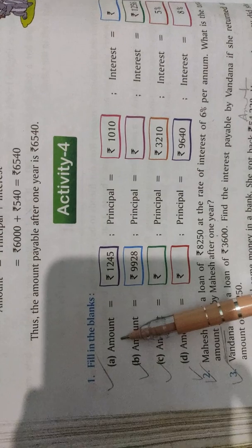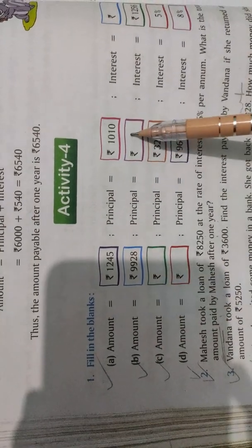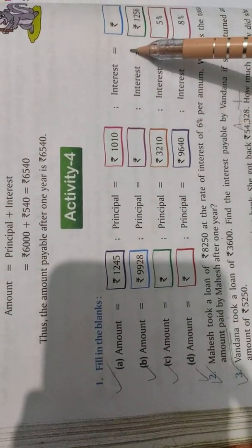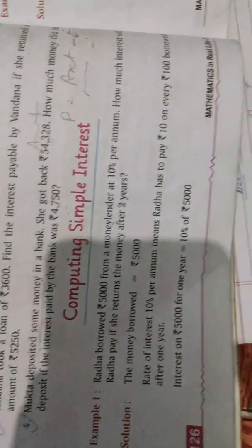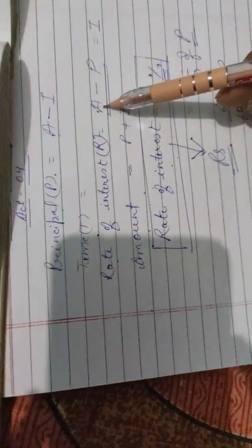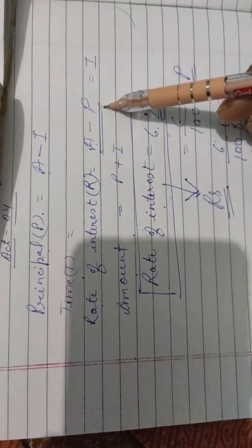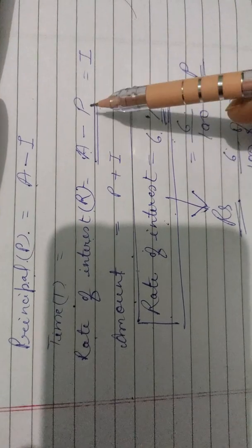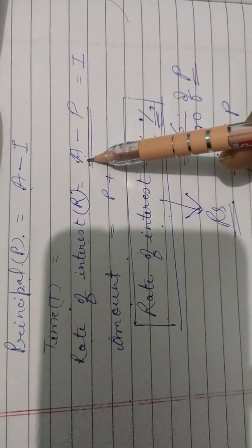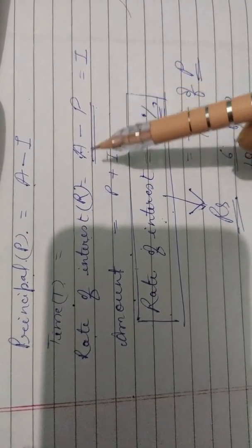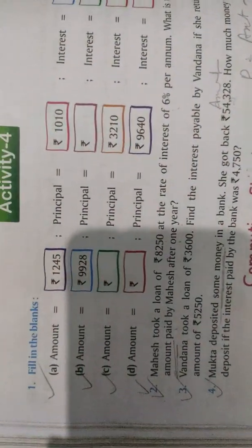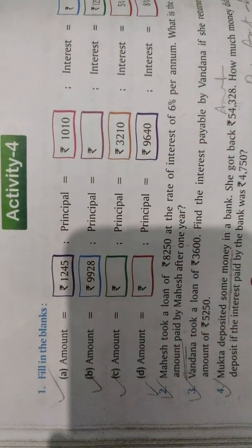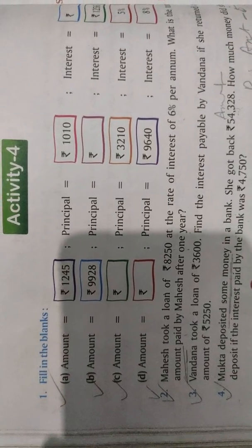Activity 4, question number 1: amount is given, principal is given. You are asked to calculate the interest. So you will follow the formula. Interest: amount is given, principal is given, so subtract principal from amount. You will calculate the interest. Here no need to fill up. You will do it like solving the sums.